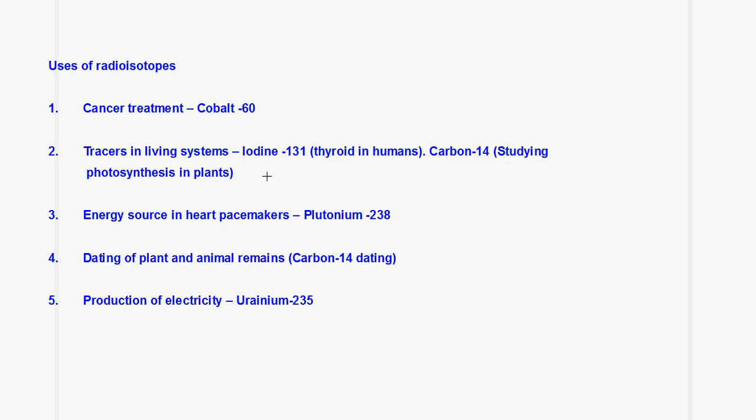Carbon-14 is used in the study of photosynthesis in plants. Plutonium-238 is used as an energy source in heart pacemakers. A pacemaker is a device that is placed in the human body to regulate the heart. So the plutonium-238 provides the energy to power this pacemaker. Carbon-14 is also used in the dating of plant and animal remains. And the last use is in the production of electricity. Uranium-235 is used in the production of energy in nuclear power plants.